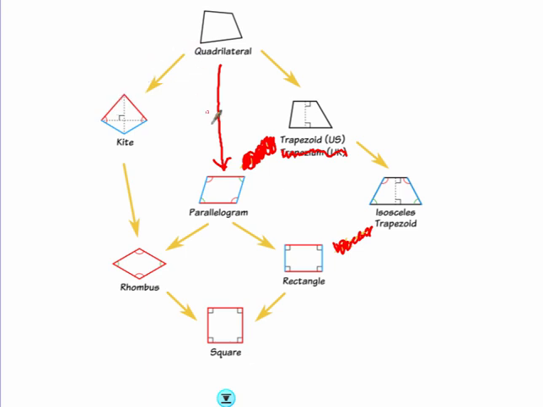So if you were to find out that a shape was like, say, a rectangle, that means it's also a parallelogram and it's also a quadrilateral. If it's a square, then it's also a rectangle, a rhombus, a parallelogram, a kite, and a quadrilateral. So you can see that this flowchart kind of shows exactly how the different quadrilaterals are related to each other. And that's all we've got for the properties of quadrilaterals.